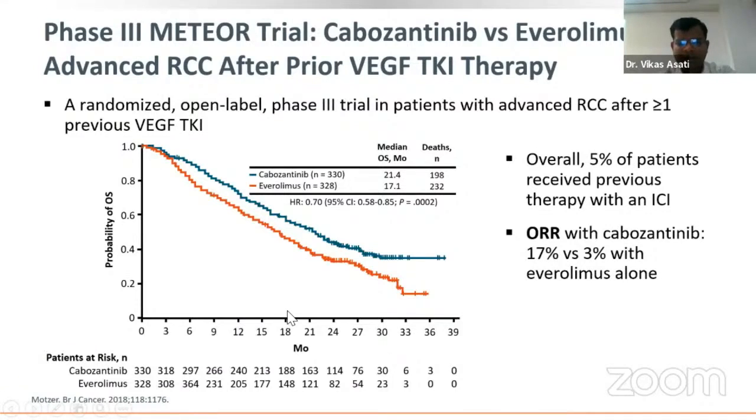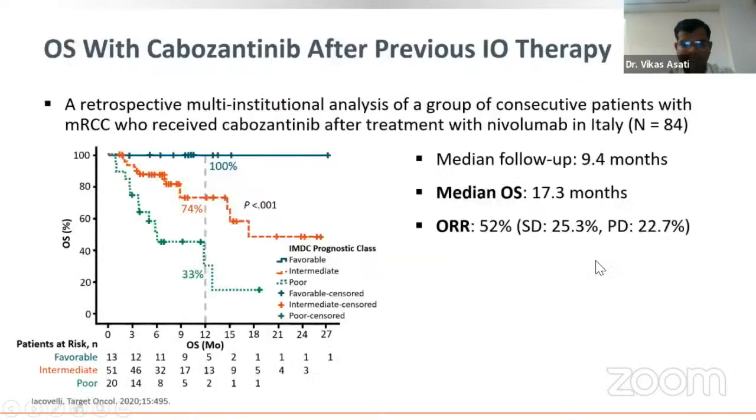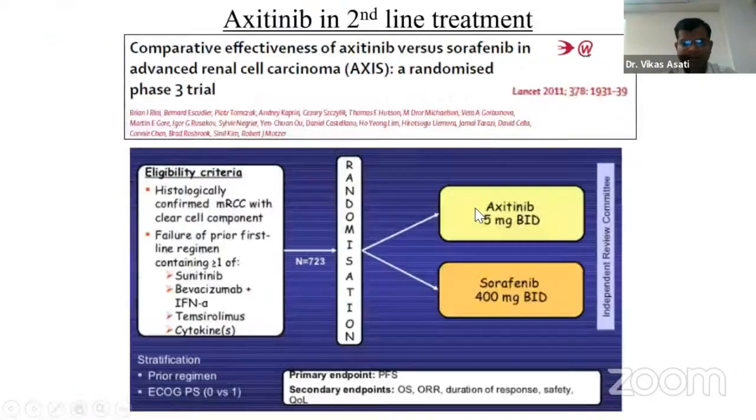So not only the PFS, the overall survival was also better in the cabozantinib arm. This is even more mature data, and here also we can see the OS is better in the cabozantinib arm. And in this trial, about 5% of the patients received immunotherapy. As far as the response rate, it is 17% versus 3%. We also have some retrospective data that when we use cabozantinib after immunotherapy, it also benefits the patients, with a median OS of 17.3 months. So this is about cabozantinib.